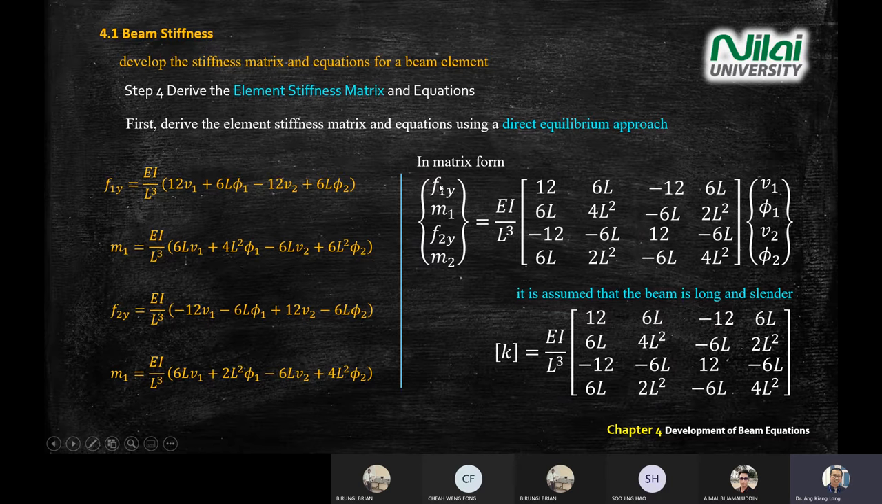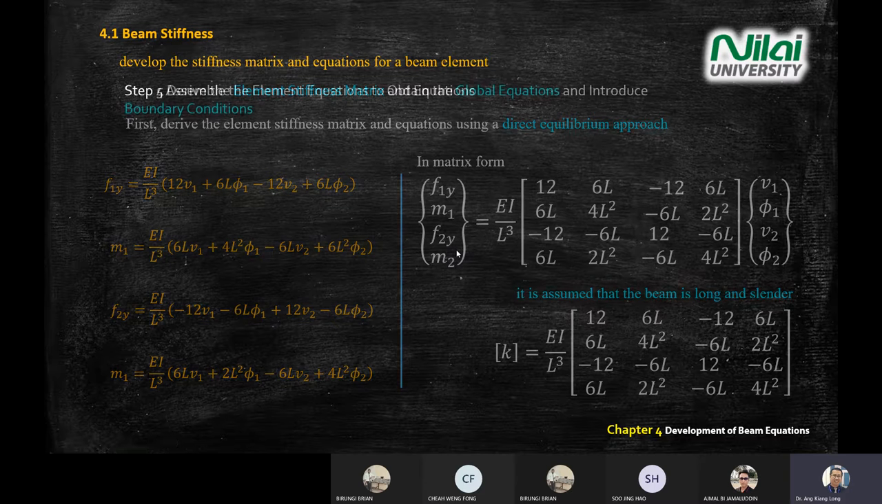Force and moment: F1Y, M1, F2Y, M2. Your D is vertical displacement, or we call it transverse displacement, V1, rotation angle phi 1, and V2, phi 2. So always remember to write your displacement in sets. This means these two will be point 1, these two will be point 2. Same with your force and moment also.